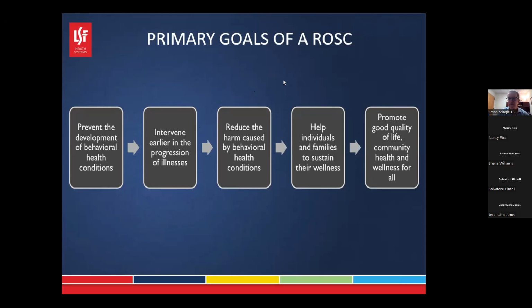The primary goals of a ROSC, again, the ROSC primer, is we want to prevent the development of behavioral health conditions. That's prevention. Prevention and intervention are key to a successful ROSC. We want to reduce the harm caused by behavioral health conditions, help individuals and families sustain their wellness, and promote a good quality of life and wellness for all.